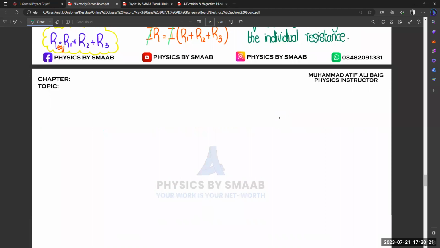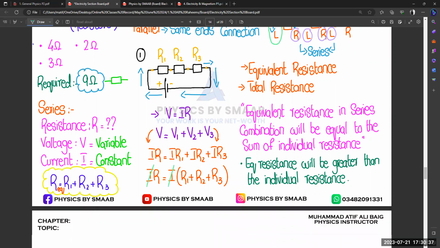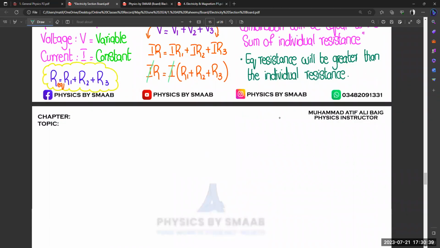Total resistance is the same thing as equivalent resistance, right? The equivalent resistance and the total resistance are the same thing, the same word. When we write EQ in short, that refers to equivalent resistance, right?